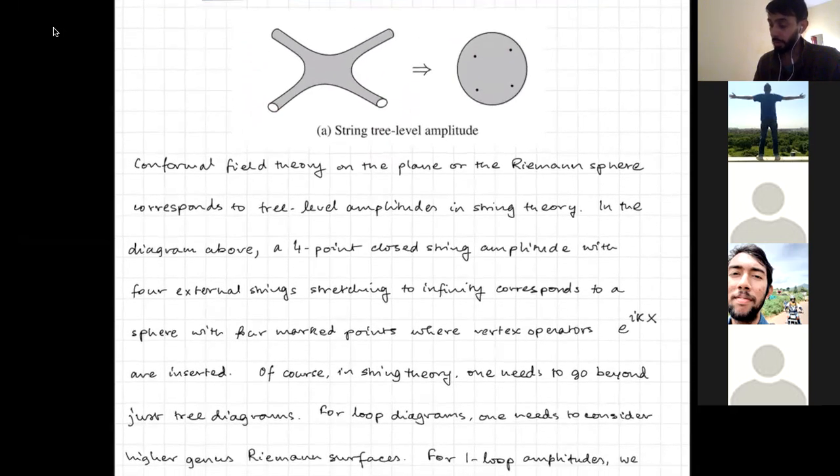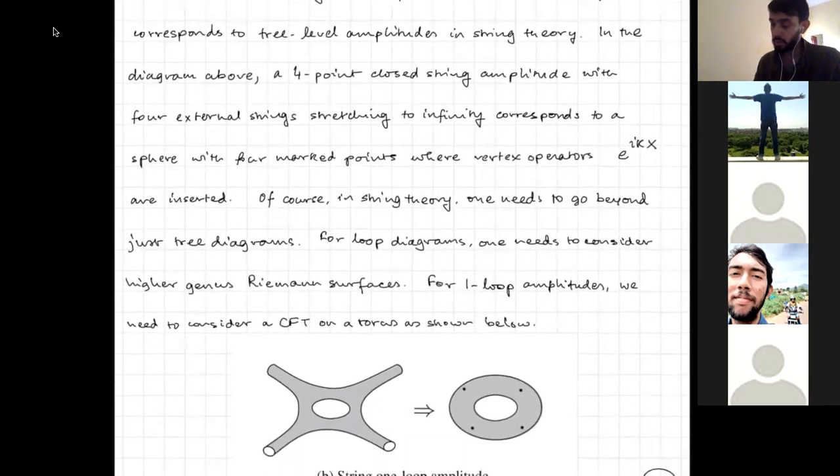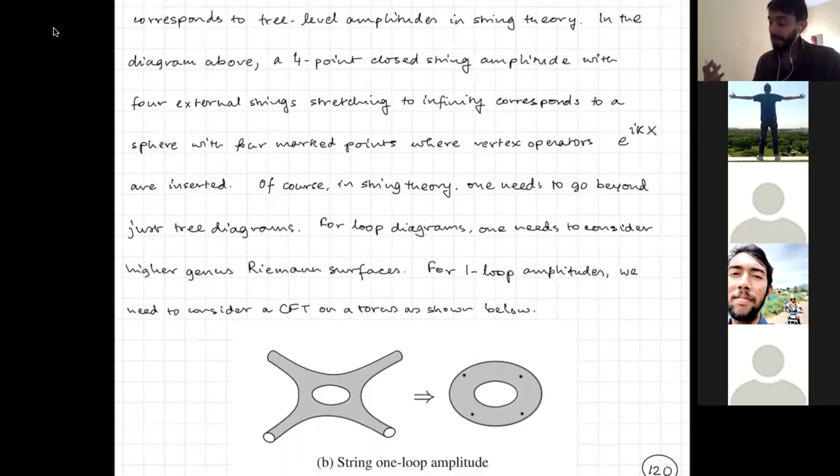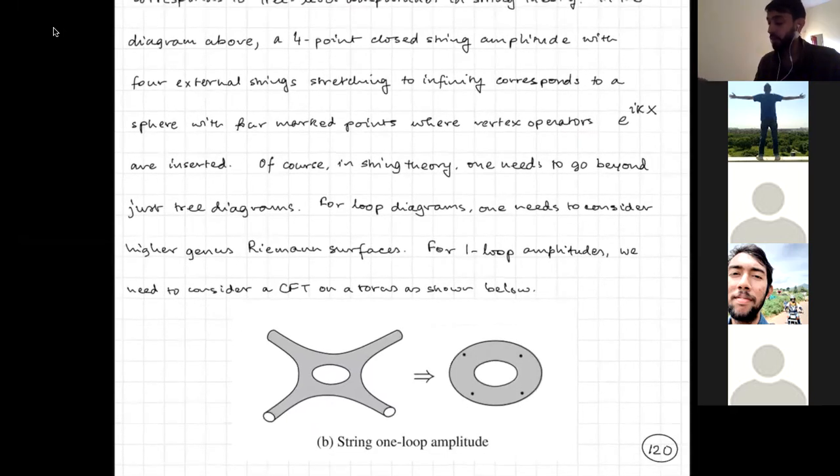So these are the tree-level amplitudes. Obviously, you cannot stop at tree-level amplitudes, and you also want things at one loop and two loops and so on and so forth. So you have to define CFTs on higher genus Riemann surfaces. For example, for one-loop amplitudes, you need to define them on this donut-shaped object, which is a torus, and which I'll also be referring to as T2. And so that's what we were at. That's what we wanted to do.